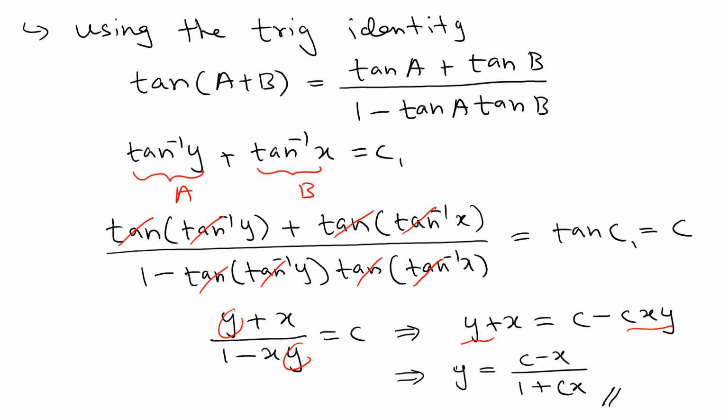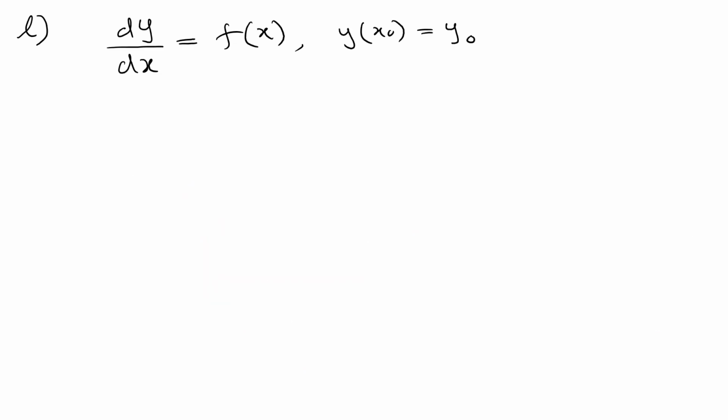Okay, now let's try to do two theoretical problems just for completeness. So we have this problem. Let's see what happens if you have a general problem like that: dy over dx equals some function f(x), and y(x naught) equals y naught. You can see that this is clearly separable again. So we're going to separate the two variables like this, and integrate from x naught to x.